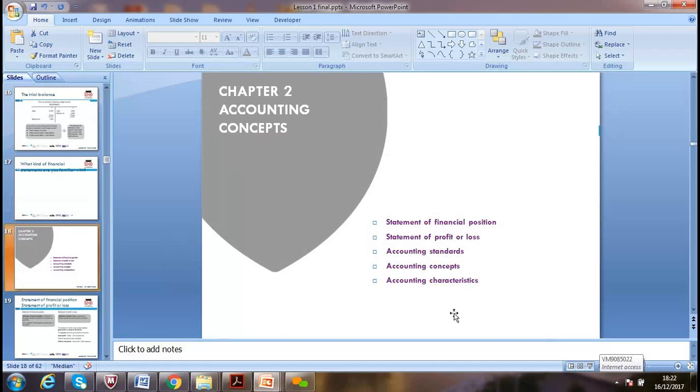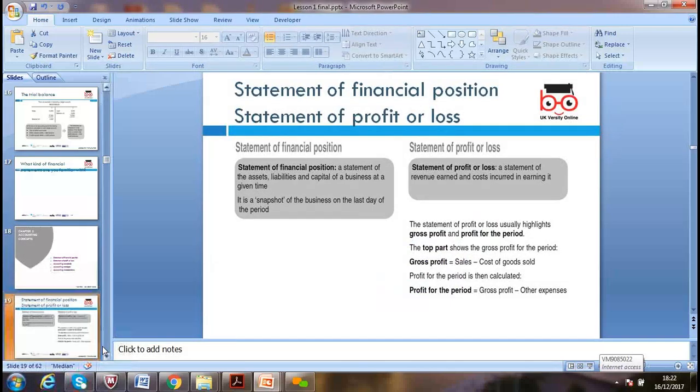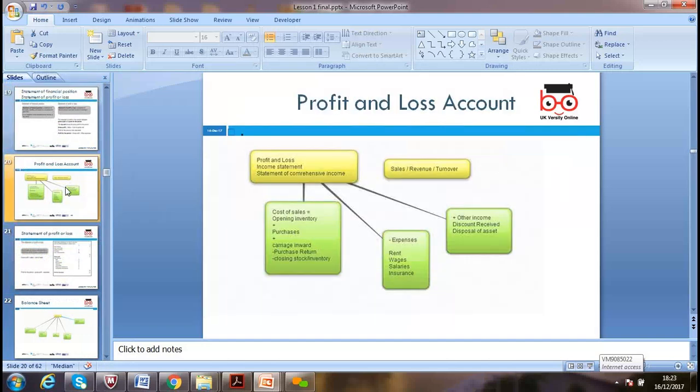These are the statements we normally prepare: the statement of financial position, which we also call the balance sheet, and the profit and loss. We always need to look at the standards, and the concept of debit and credit is being explained. The statement of financial position, the balance sheet, is where we show all the assets, liabilities and capital, and the profit and loss, as the words indicate, is where we put all the income, all the expenses, all the profit.